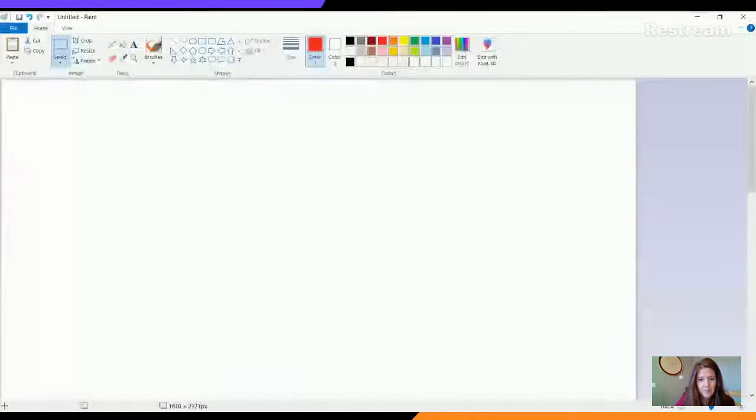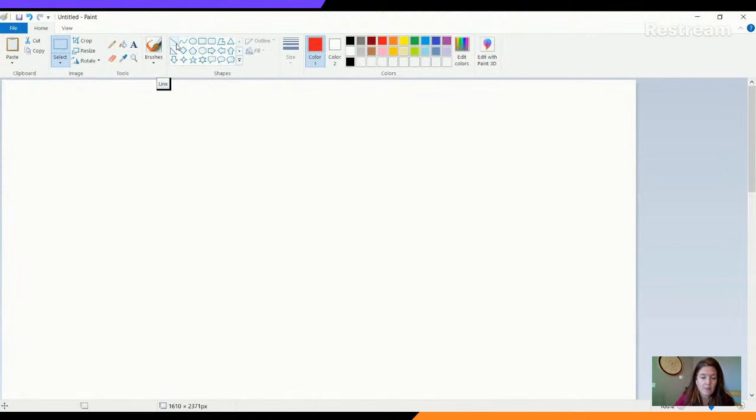Remember, we don't have one way that we define the center of a triangle, but this section goes over the last two ways that we're going to learn to find the center of a triangle. So let's switch over to Paint and get started.